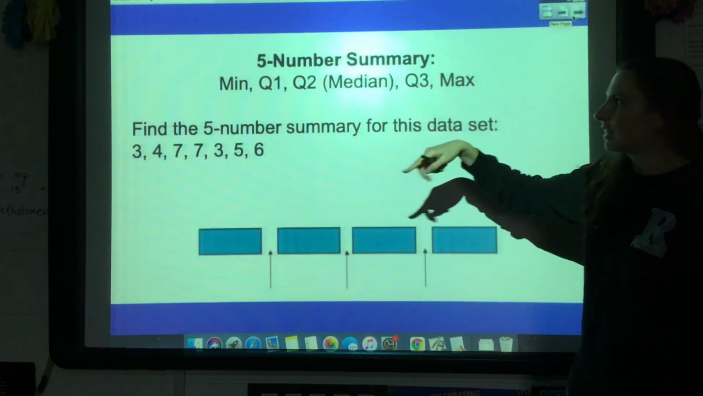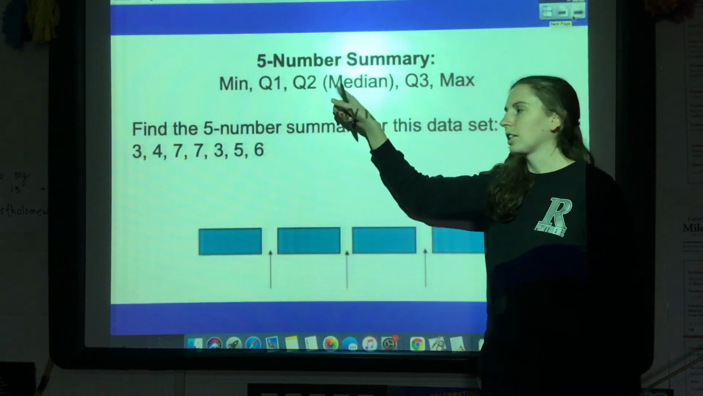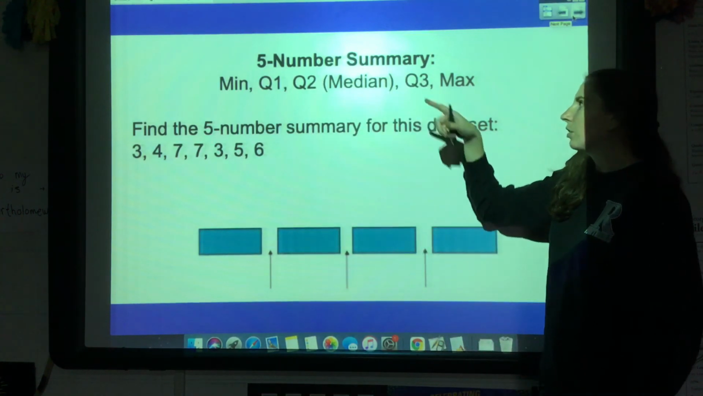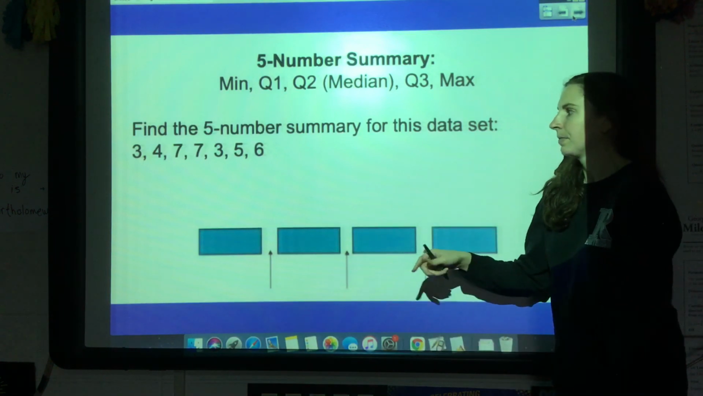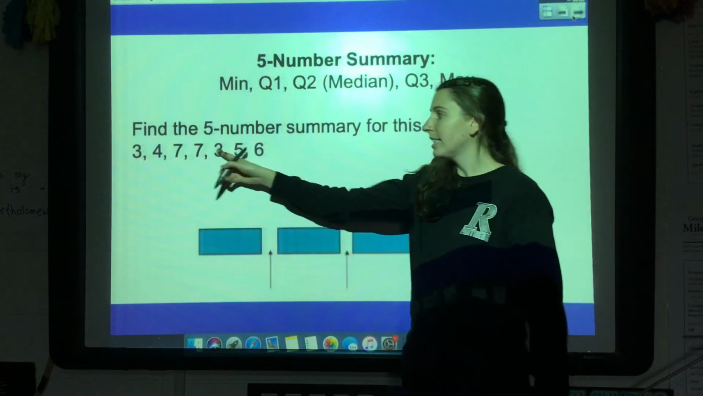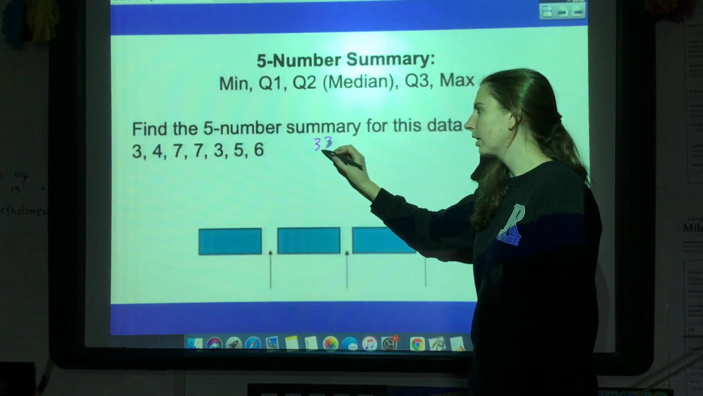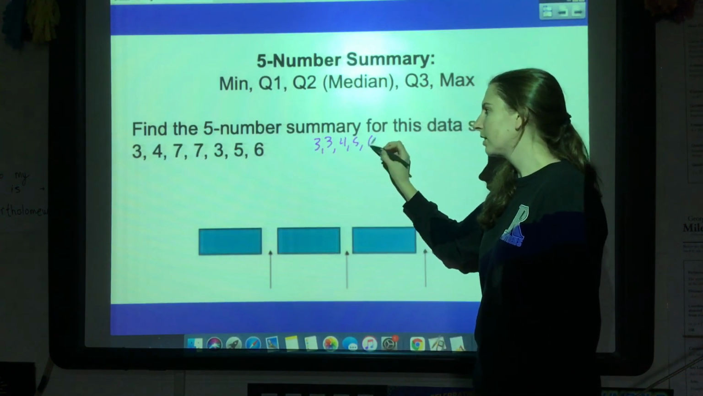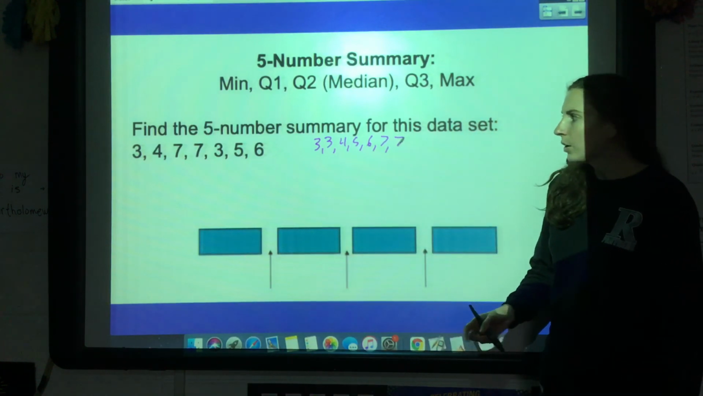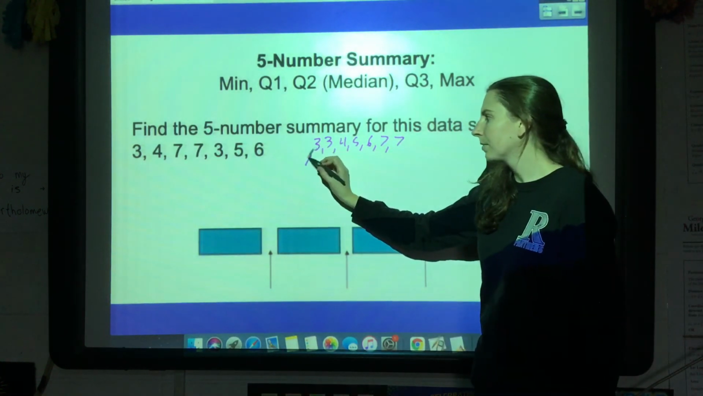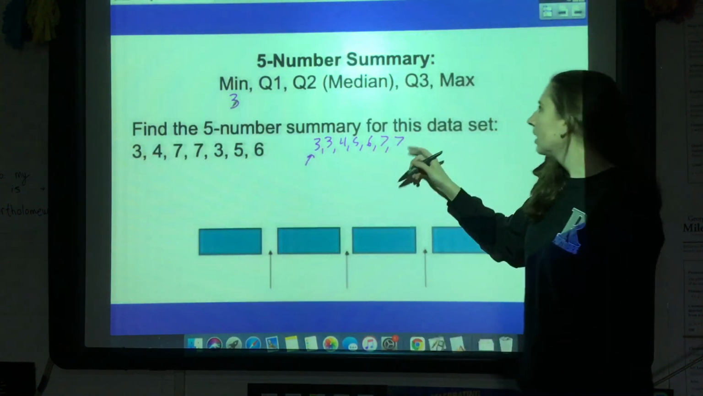There's a summary of that actually. So minimum, Q1, Q2, which is actually just the median, Q3, and the max. Let's actually do one example of that. So this data is not in order. I'll need to put it in order first. So 3, 3, 4, 5, 6, 7, 7. I already know the min, that's 3. Let's write it up here. The min is 3, the max is 7.